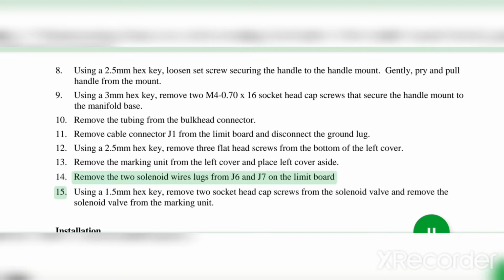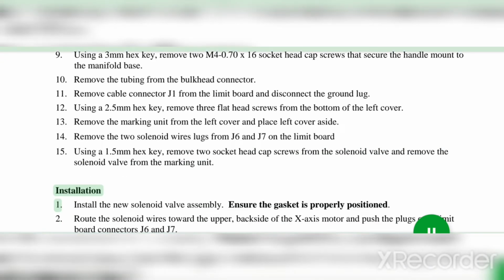14. Remove the 2 solenoid wires, lugs from J6 and J7 on the limit board. 15. Using a 1.5mm hex key, remove 2 socket head cap screws from the solenoid valve and remove the solenoid valve from the marking unit. Installation 1. Install the new solenoid valve assembly. Ensure the gasket is properly positioned.